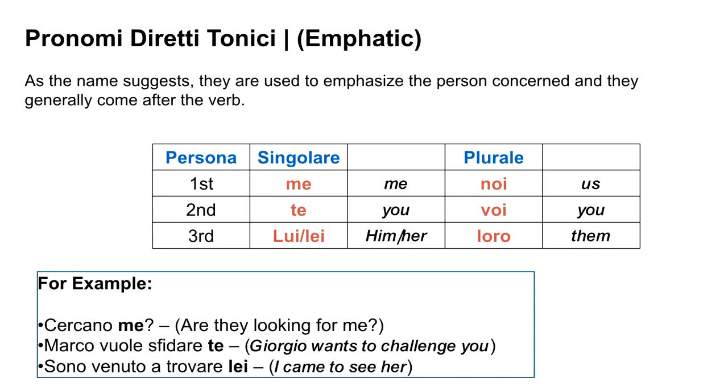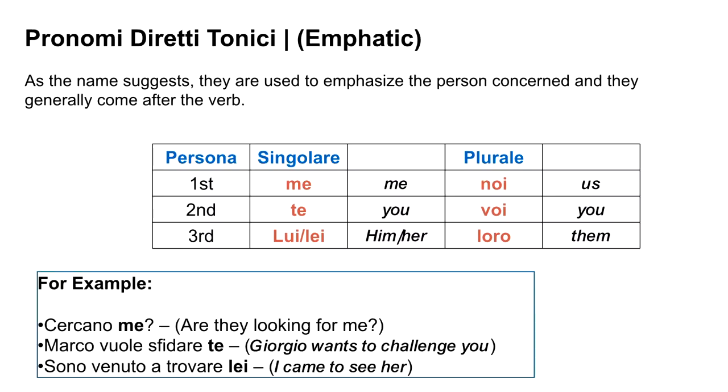Let me give you some examples. These, remember, they are emphatic. Okay? They're tonici. They're emphatic. They emphasize the person, the pronoun. For example, if I want to say, are they looking for me? I would say, cercano me? Punto di domanda. Or, Marco vuole sfidare te.